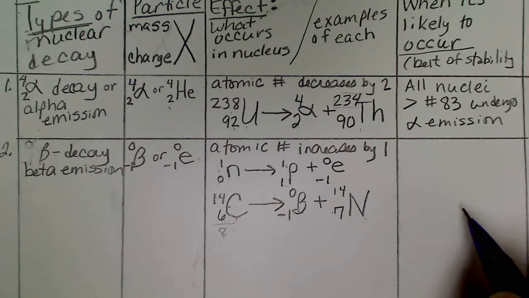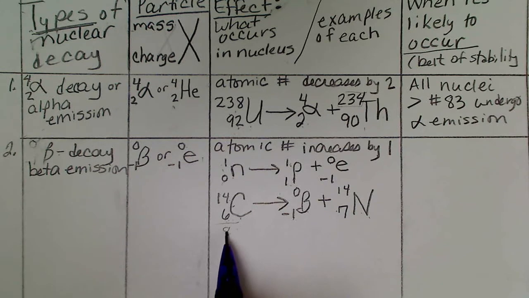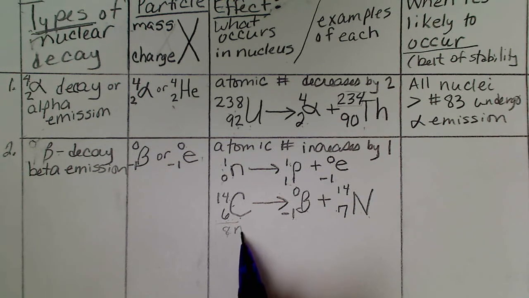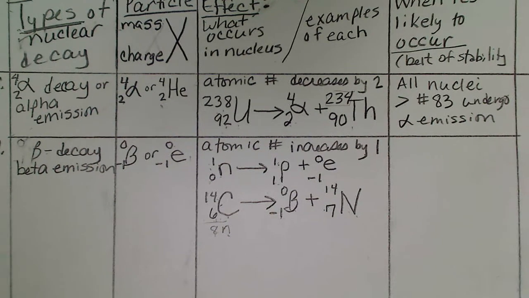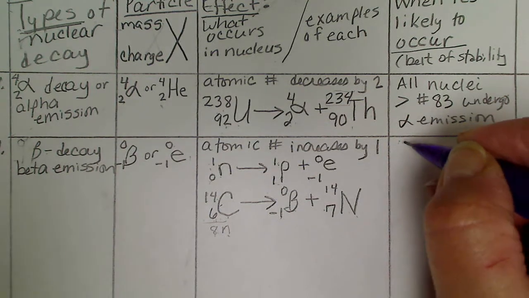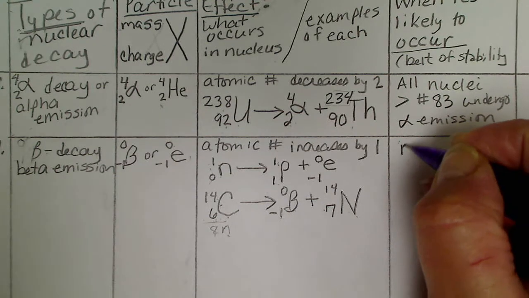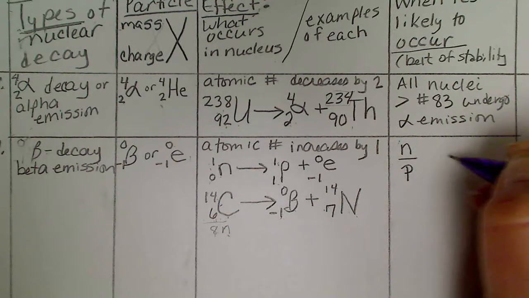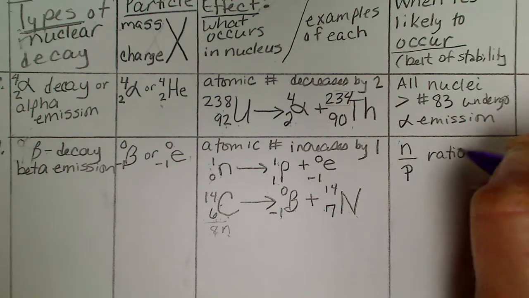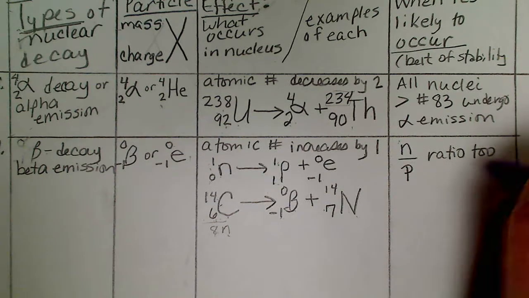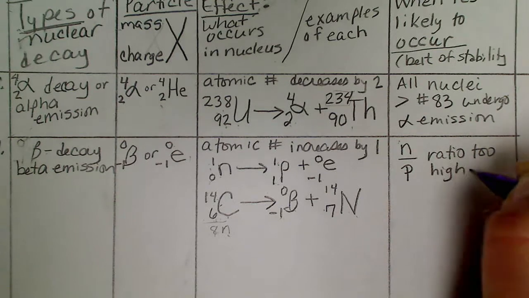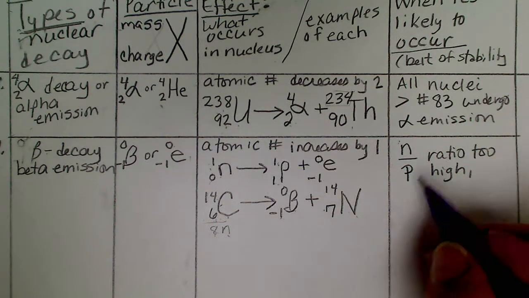And this would occur if we think back to what an isotope symbol means, having 8 neutrons in the nucleus and only 6 protons in the nucleus. That means that there's too many neutrons, but the way the book would state that would be the neutron to proton ratio is too high. Again, that just means too many neutrons.